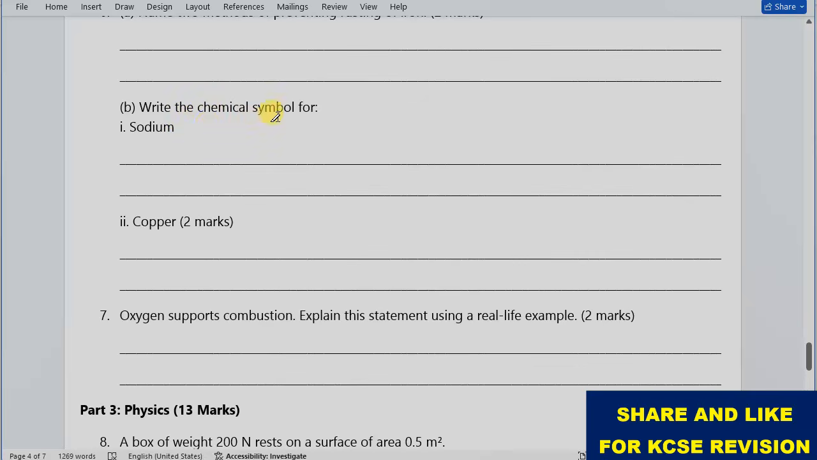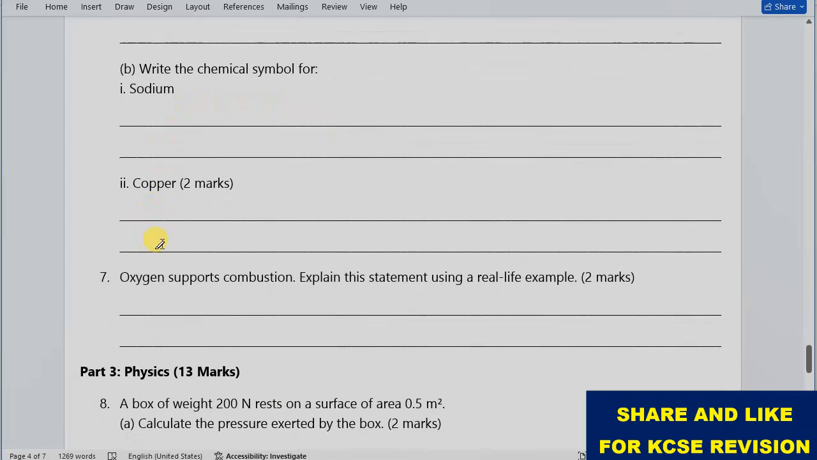Write the chemical symbol of sodium. Na is the chemical symbol for sodium. Copper, Cu.